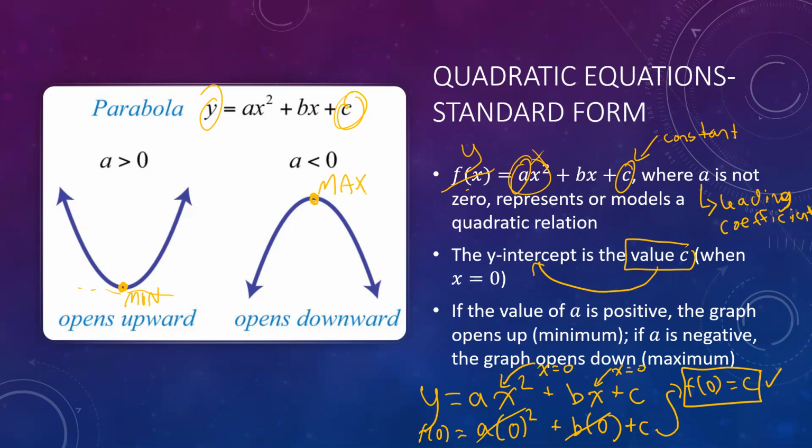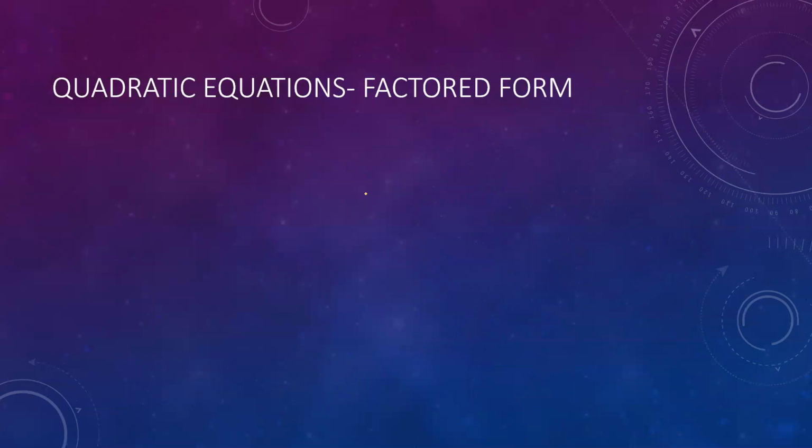And I think we discussed this already when we talked about domain and range of parabolas as well. So this is a really important concept to understand. Hopefully that makes it clear. And again, that's what happens when you look at quadratic equations in standard form. Next point, factored form. What if we look at quadratic equations in factored form?